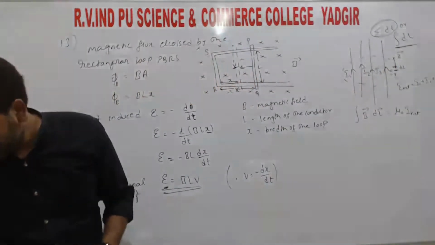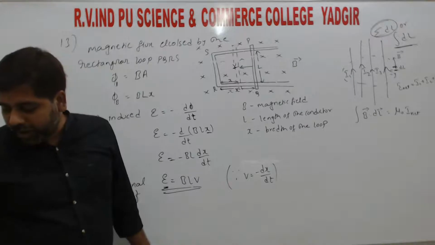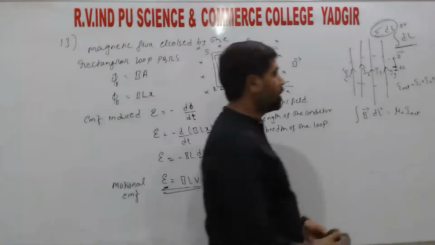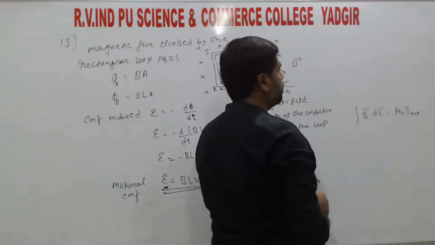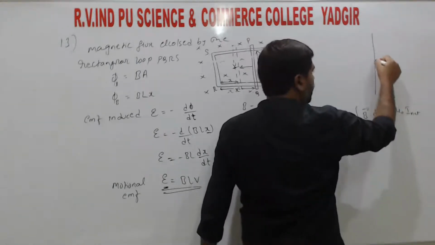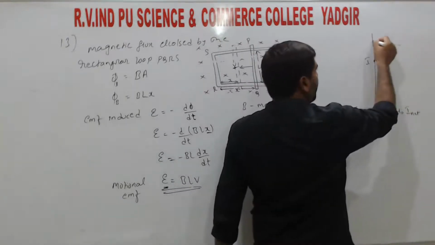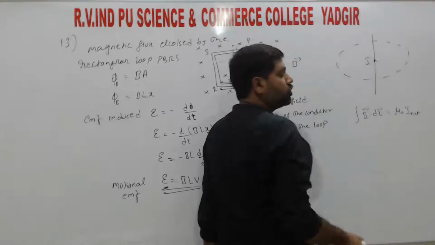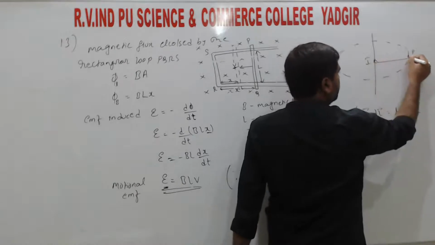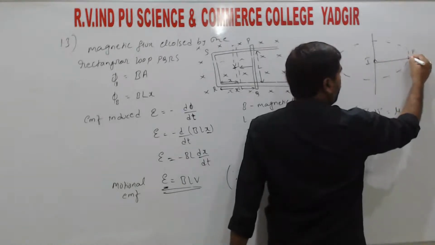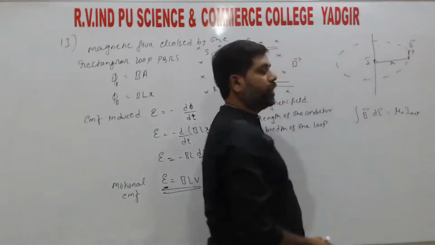What does the derivation ask? We are going to derive the expression for the magnetic field at a point due to a long current carrying conductor. So consider one long current carrying conductor carrying current I. At any point we are going to find the magnetic field, so for that we consider one closed surface. We consider the point P at a distance R from the conductor, and at this point we are going to find the magnetic field B.